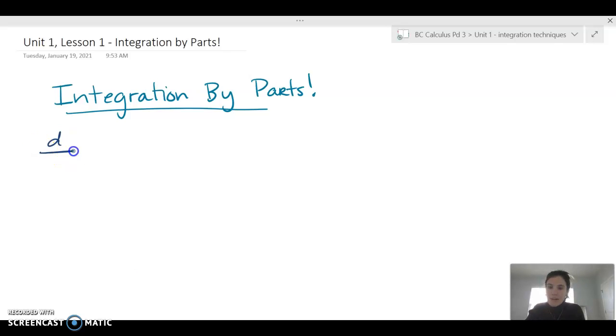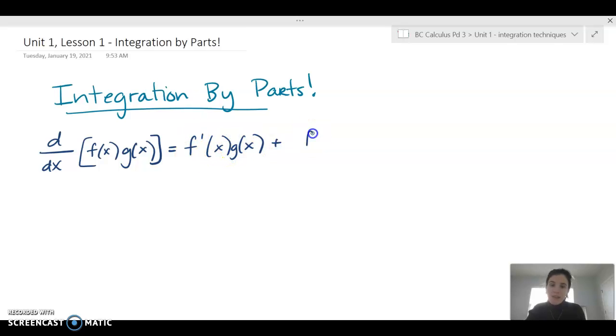So let's think about if we are using our product rule. Let's say that I'm taking the derivative, that's what that d over dx stands for, of f of x times g of x. We know from product rule that we take the derivative of the first, we keep the second, and then we keep the first, take the derivative of the second, right? This is our product rule.